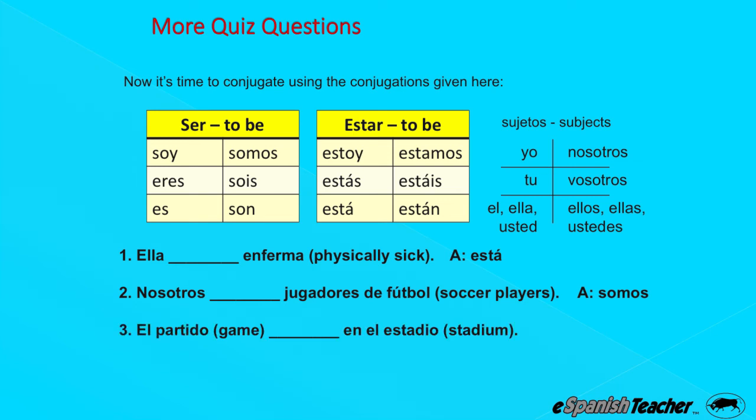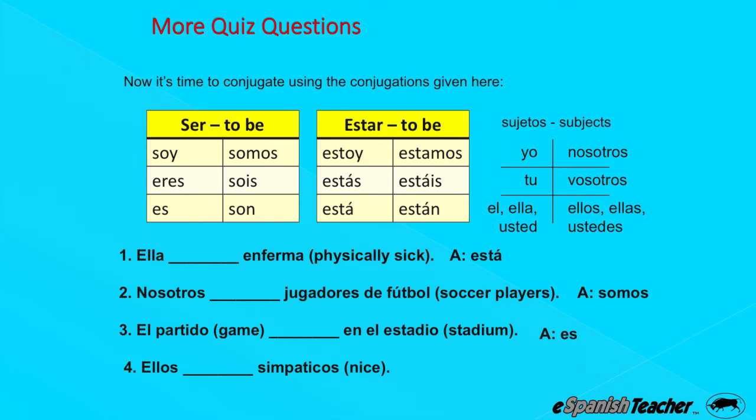Number 3, el partido, the game, blank en el estadio. Go ahead and pause the lesson if you need some time. Okay, let me give you the answer. The answer is es, because we are describing the location of an event. El partido es en el estadio. And finally, ellos blank simpáticos.